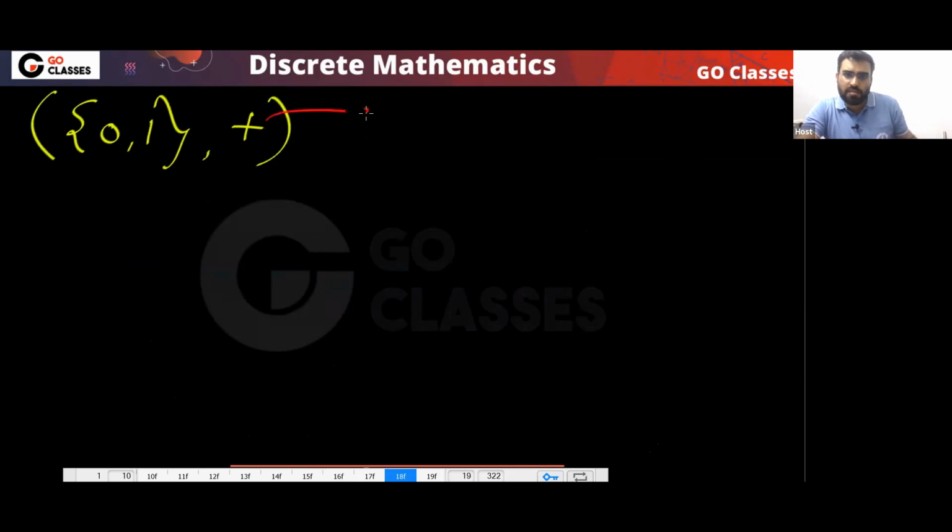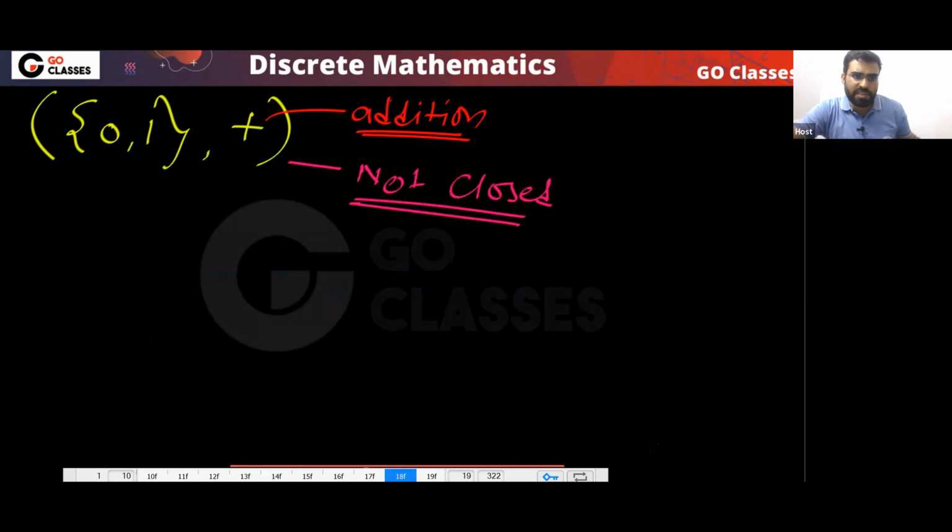This is addition. I am talking about addition. Is it closed? So this set is not closed. Why is this set not closed? See, in this set, everything is fine. There is no problem with this set actually.